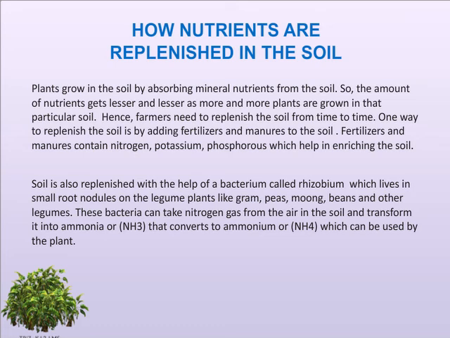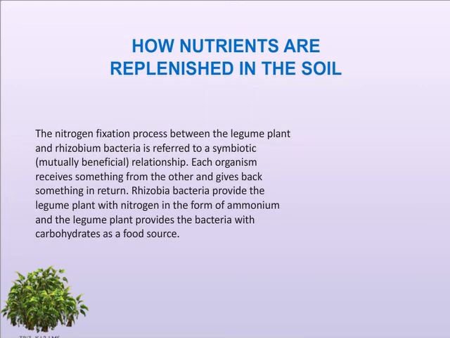These bacteria can take nitrogen gas from the air in the soil and transform it into ammonia, or NH3, that converts to ammonium, or NH4, which can be used by the plant. The nitrogen fixation process between the legume plant and Rhizobium bacteria is referred to as a symbiotic or mutually beneficial relationship. Each organism receives something from the other and gives back something in return.